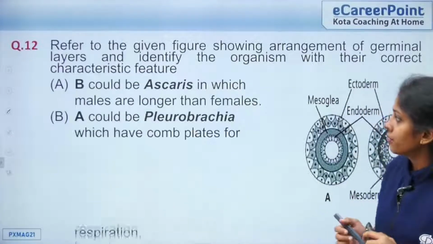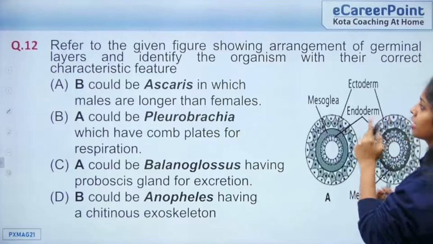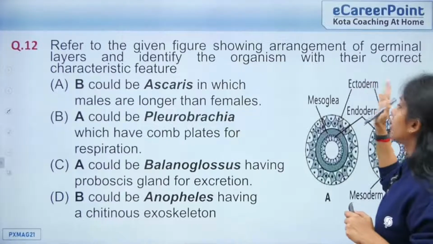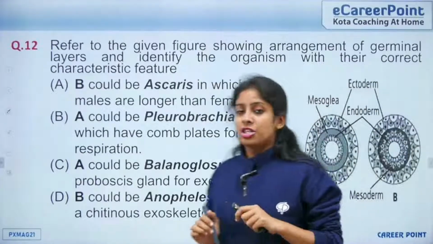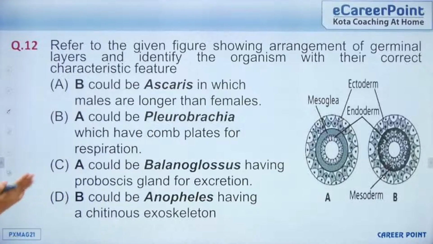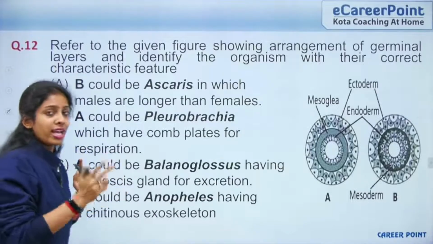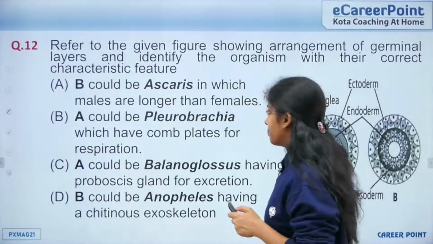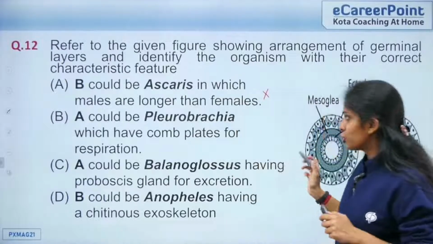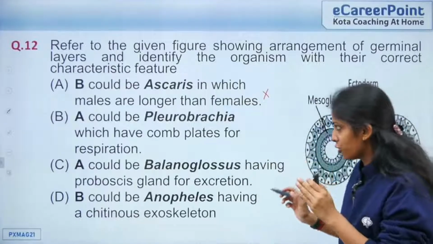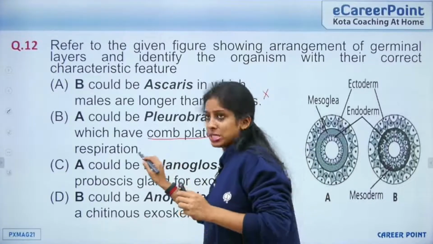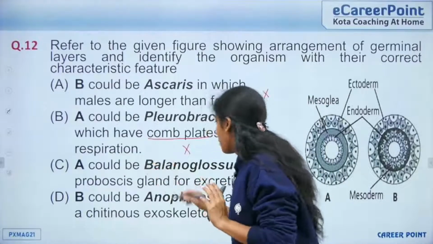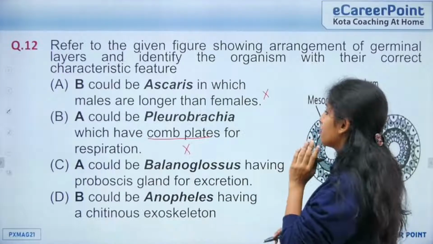Question 12. Refer to the given figure showing arrangement of the germinal layer. You have the 3 layers and identify the organism with the correct characteristic feature. They are saying B could be Ascaris, in which the males are longer than the females. No, in roundworms the females are much longer than the males, so this is incorrect. A could be Pleurobrachia, which has comb plates for respiration. Comb plates are not used for respiration, though Pleurobrachia comes under Ctenophora. This is again incorrect.